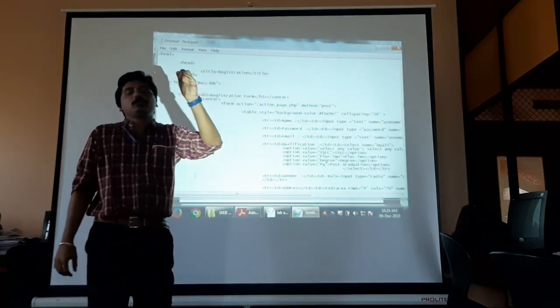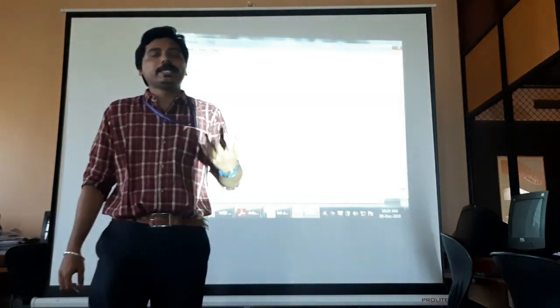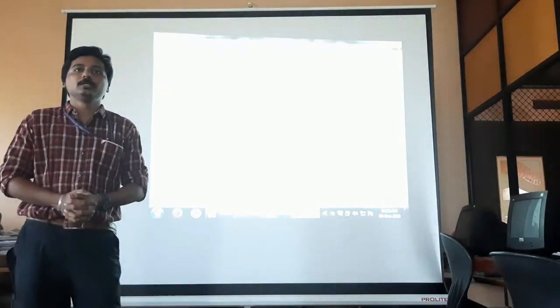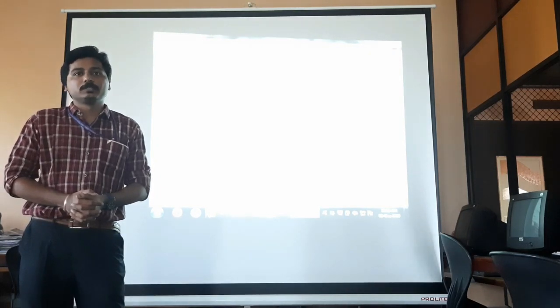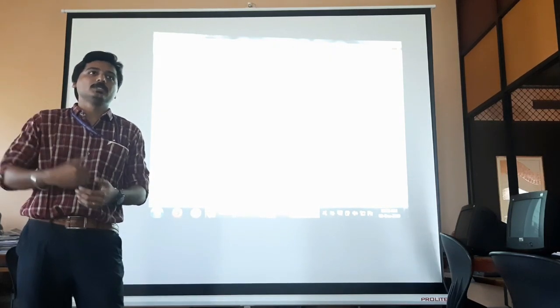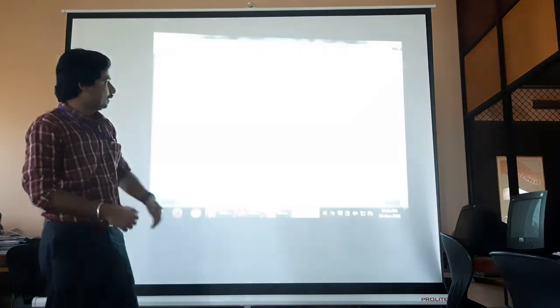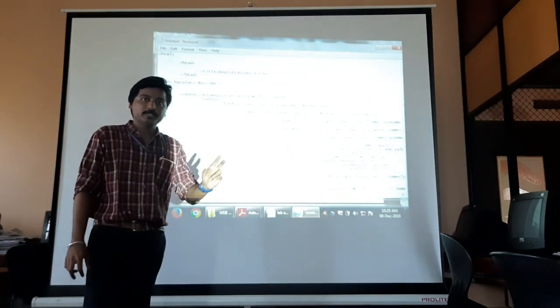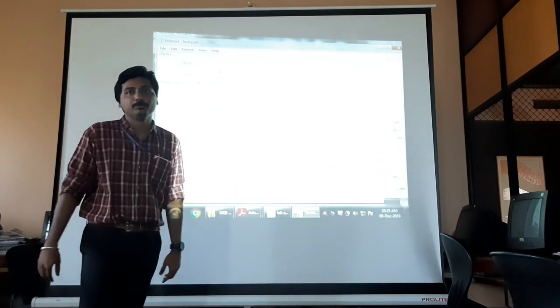Form is one of the tags used in HTML for creating particular kinds of registration forms, particular kinds of user-accepting elements. So I will open my form tag. Then the form consists of two attributes. One attribute is action, and the next attribute is method.